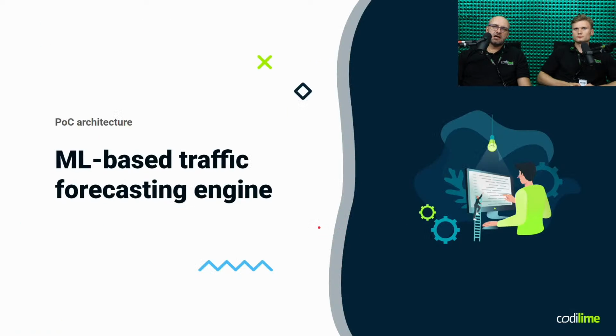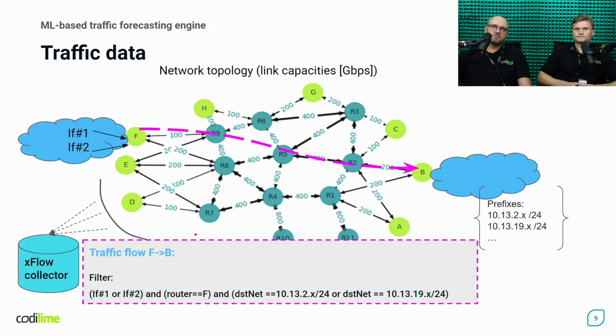So now is the time we would like to say in detail how we build the machine learning based traffic forecasting engine. But before we start talking about how the data are processed, we would like to explain what traffic data we need in our tool. So we would like to have so-called end-to-end traffic flows.